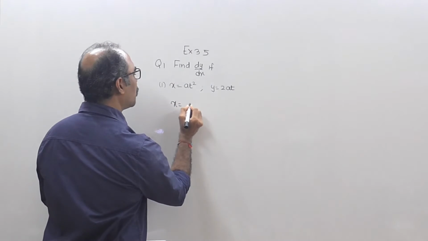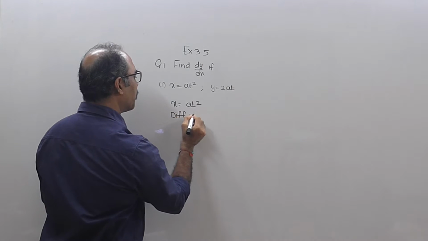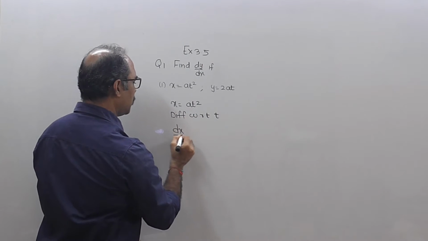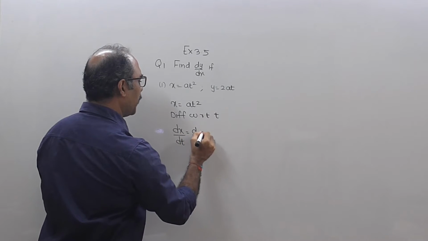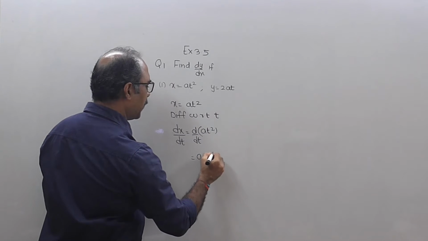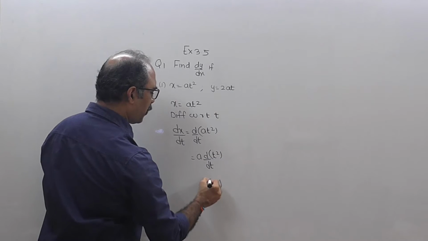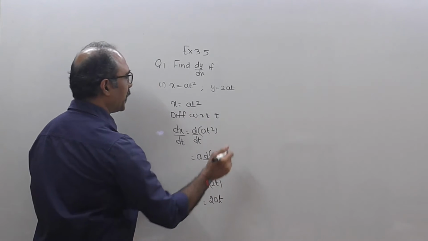So I'll write x equal to at square. Differentiate with respect to t, you get dx upon dt equal to d by dt of at square. a is outside, d by dt of t square, derivative of t square is 2t, therefore dx upon dt is 2at.